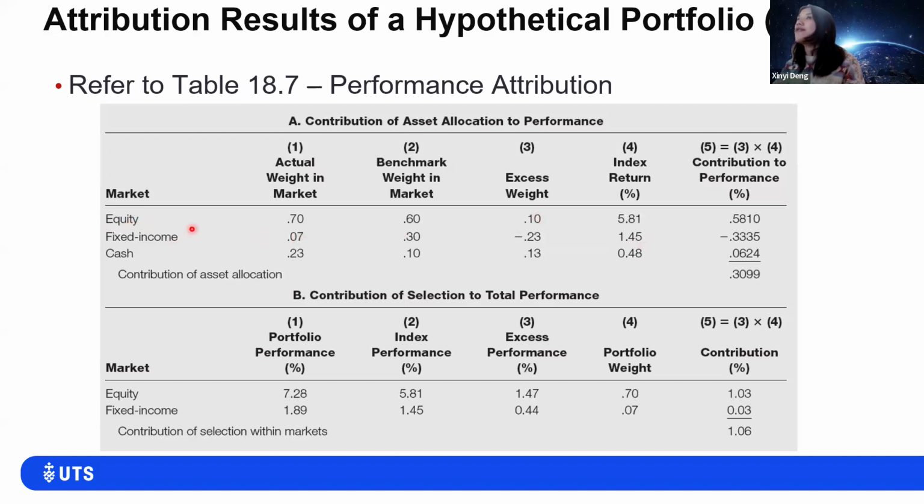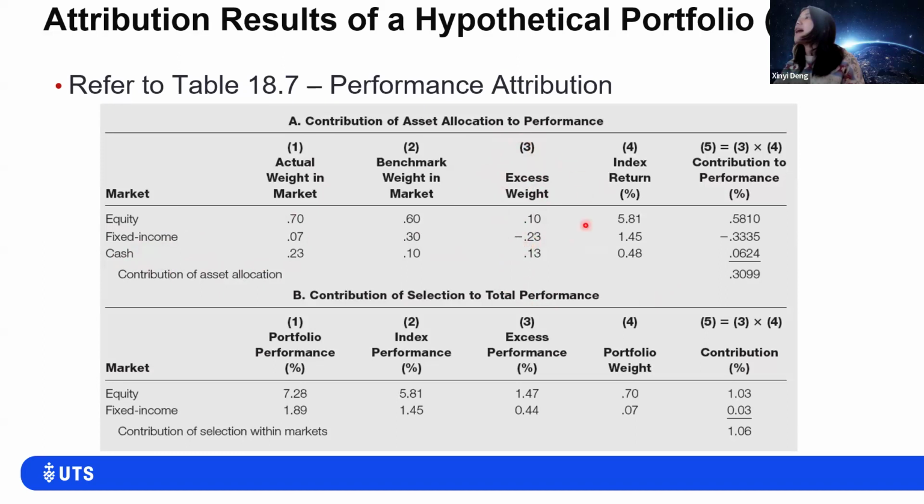And we do the same for the fixed income market and the cash market. For the fixed income market, we use the weight in the portfolio, which is 0.07, minus the weight of fixed income in the benchmark, which is 0.3. This leads to the excess weight of the fixed income market being minus 0.23. And we do the same for the cash market to obtain its excess weight.